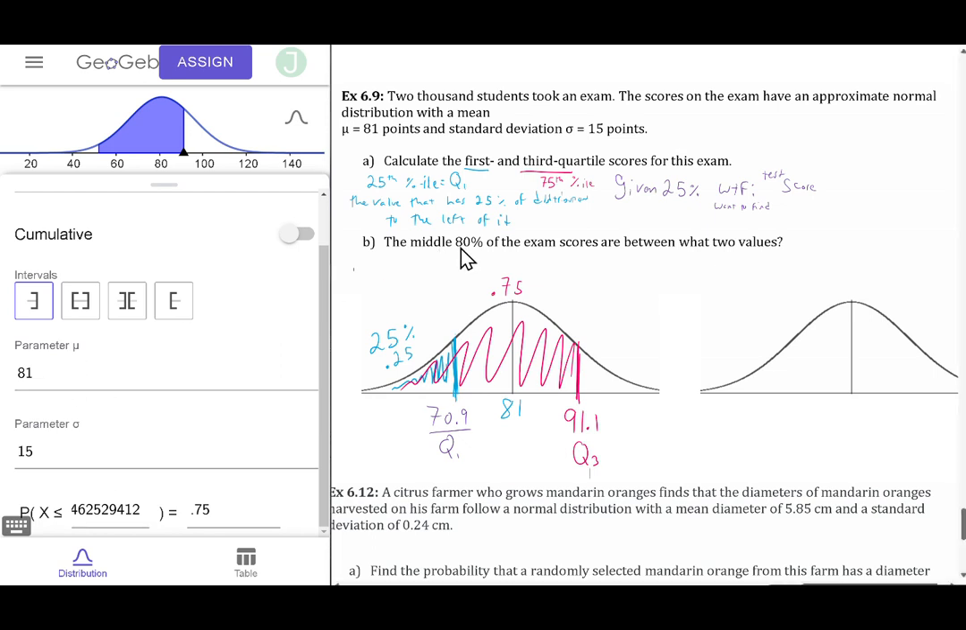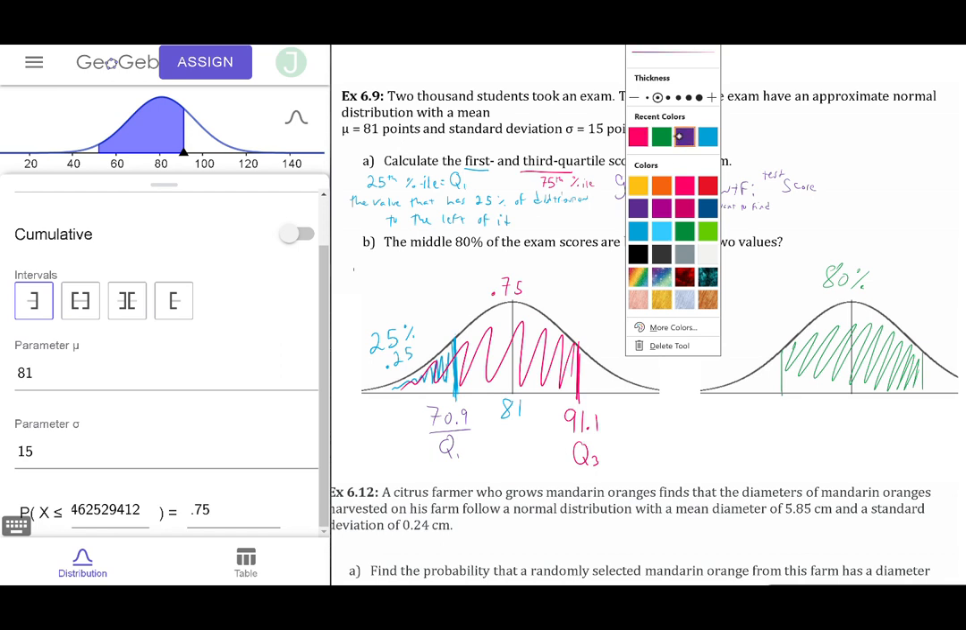Part B says find the middle 80% of the scores that are between what two values? All right, so there's no easy way of doing this in GeoGebra. If you have the TI calculator or the Casio calculator, you can do some fun stuff here with the center. But in GeoGebra, there's no easy way of doing this, so we do need to do a little bit of manipulation here.